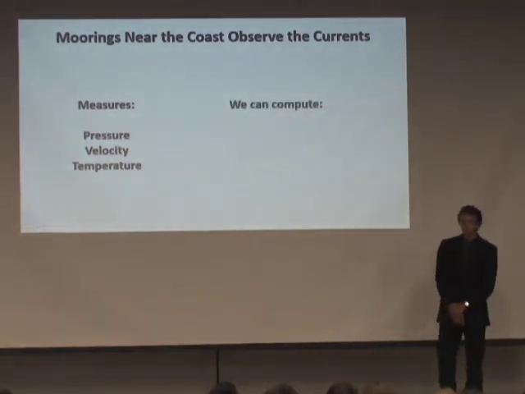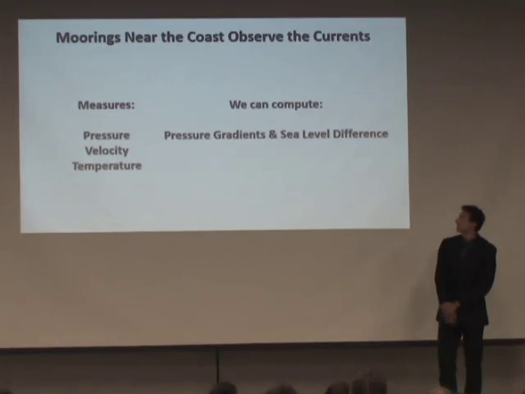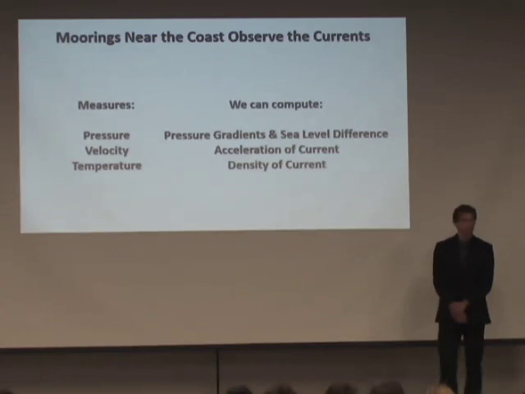By knowing the pressure, we can calculate pressure gradients, or how the pressure is changing from point to point, and thus calculate the sea level difference between those points. By knowing the velocity, at different places and different times, we can calculate the acceleration of these currents. And by knowing the temperature, we can calculate the density of the currents that we're seeing.